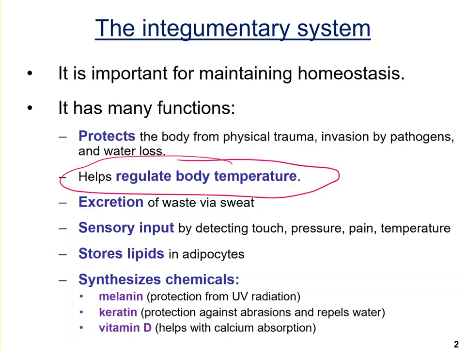Regulating your body temperature. So things like your sweat glands that produce sweat to help cool you down when you're too hot, and things like your smooth muscles called erector pili muscles that help induce shivering when you're cold to help warm you up. You're also going to have your blood vessels constricting close to the surface to regulate your blood temperature as well. So there are many ways in which your skin is going to be involved in regulating body temperature.